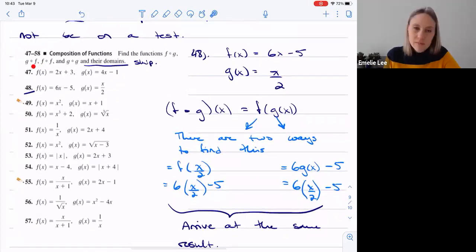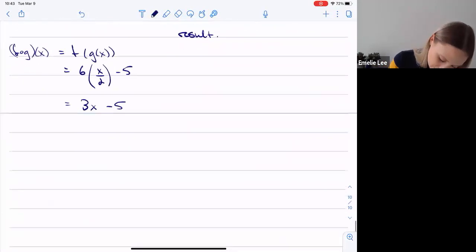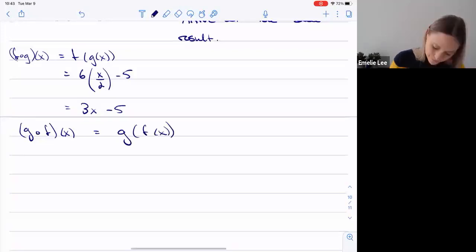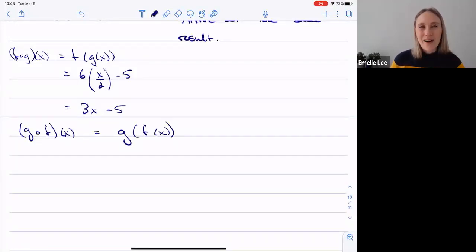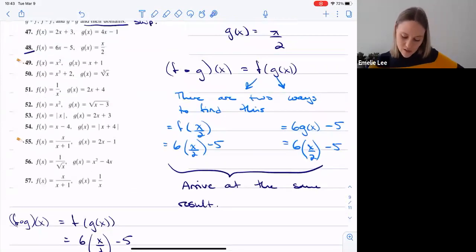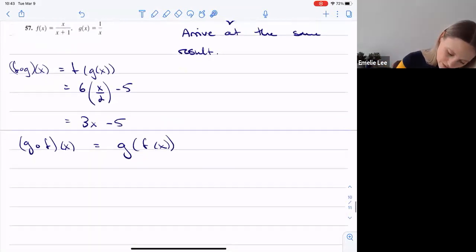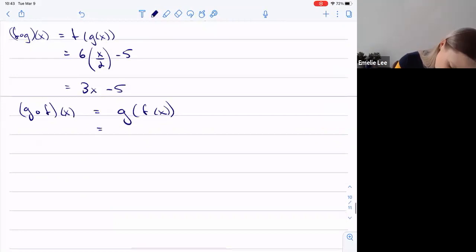G composed with F. Let's do that one. Okay, do it a little bit quicker this time. G composed with F of x is G of F of x. Now, I kind of jump back and forth between these two methods. So just remember, you can do either one. Right, but what I'm going to do is I'm going to write out my f with g of x and then put in my g of x. Or rather, write out my g of x.